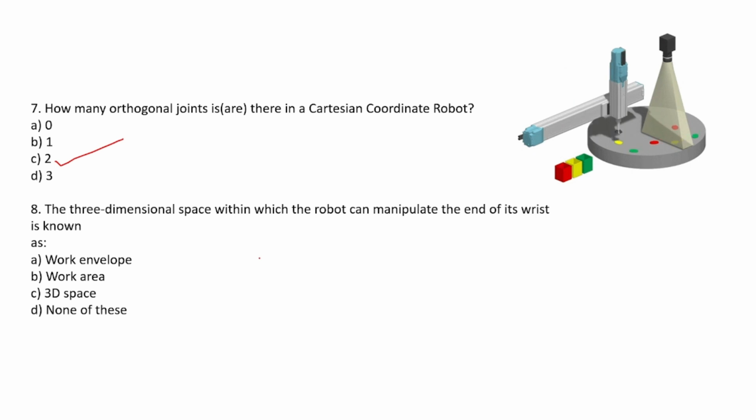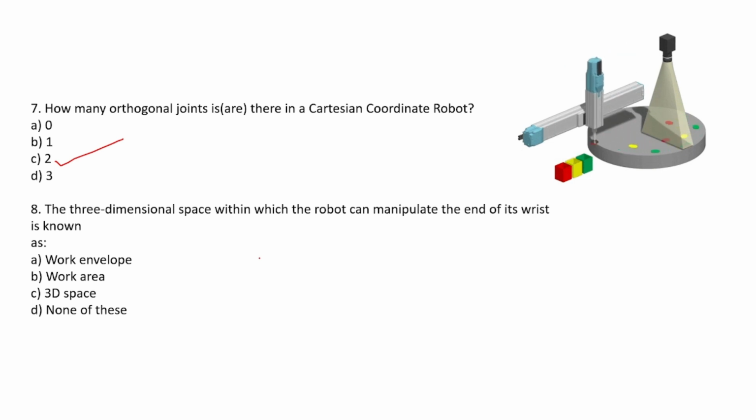Now the work volume is the three-dimensional space within which the robot can manipulate the end of its wrist. Sometimes it's also called the work envelope. So, work envelope or work volume. It's determined by the number and types of joints, the ranges of the joints, and the sizes of the joints, which basically decide the work volume or work envelope.